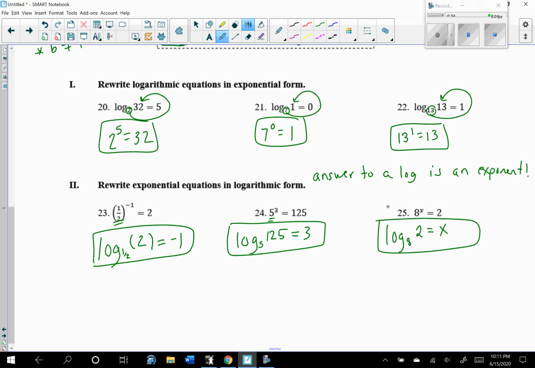And again, we're going to talk more about logarithmic form in the next section. I just kind of wanted to have you guys take a look at it to get a little ahead of ourselves. And that'll be all for today.